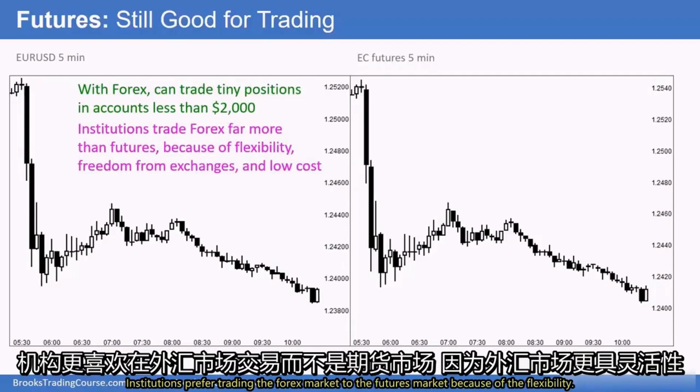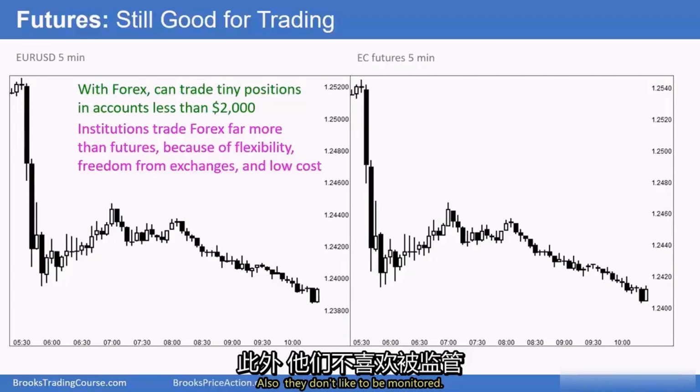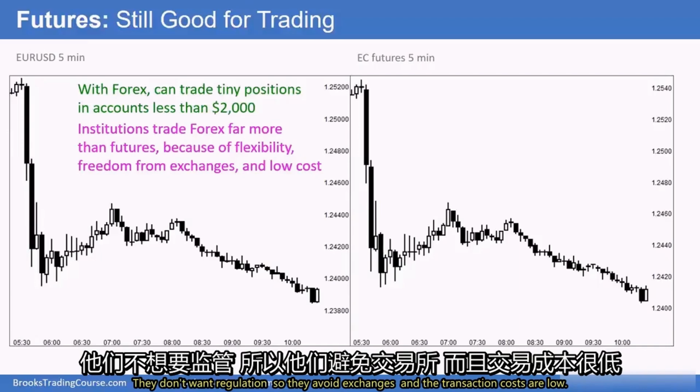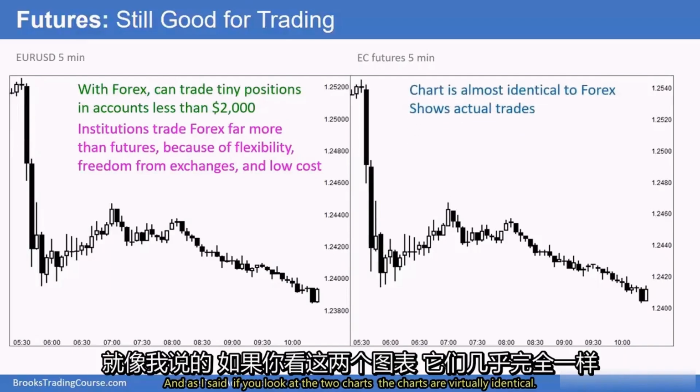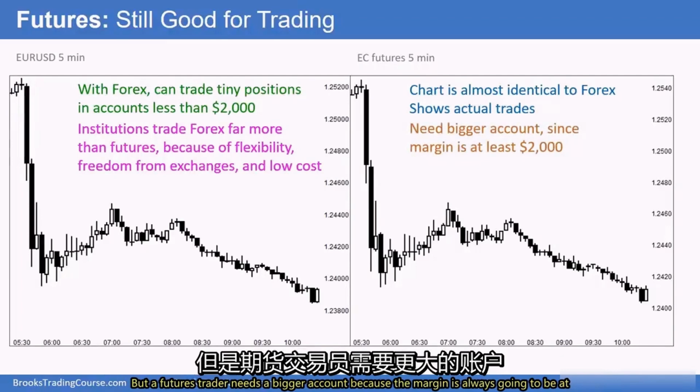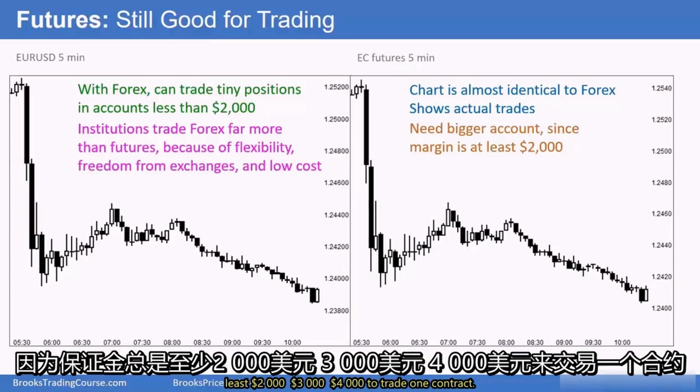Institutions prefer trading the forex market to the futures market because of the flexibility. Also, they don't like to be monitored. They want privacy. They don't want regulation, so they avoid exchanges. And the transaction costs are low. And as I said, if you look at the two charts, the charts are virtually identical. But a futures trader needs a bigger account because the margin is always going to be at least $2,000, $3,000, $4,000 to trade one contract.